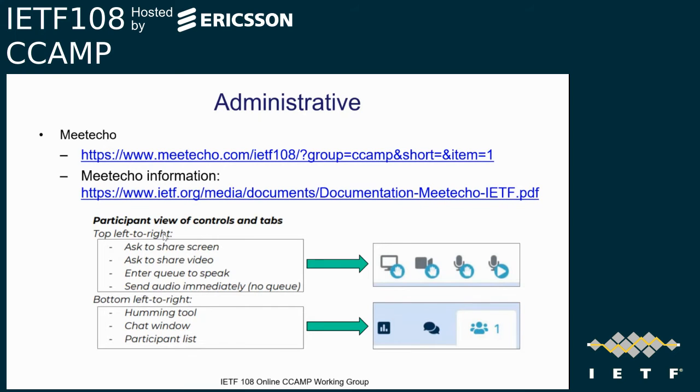This time we are all using Meetecho. I think you all know how to use it, and you can get more information from the link. But there are some important icons you should be aware of. For example, if you are going to speak, you have to click the third icon, which means you are going to enter the queue to speak. For the online meeting, we do not have the physical mic queue, but we have the virtual mic queue, so in this way we can keep the meeting more efficient. We also have a new tool, the humming tool. If we are going to poll something, we can use it to see how many people support or object to something.